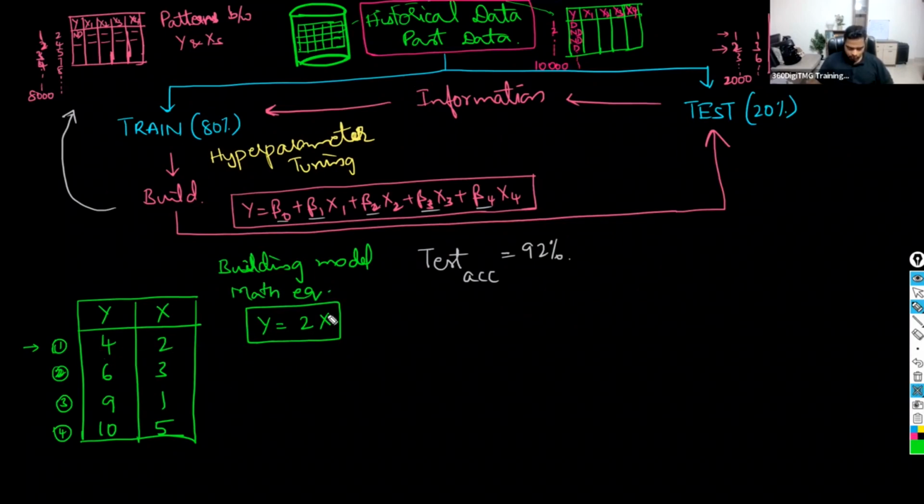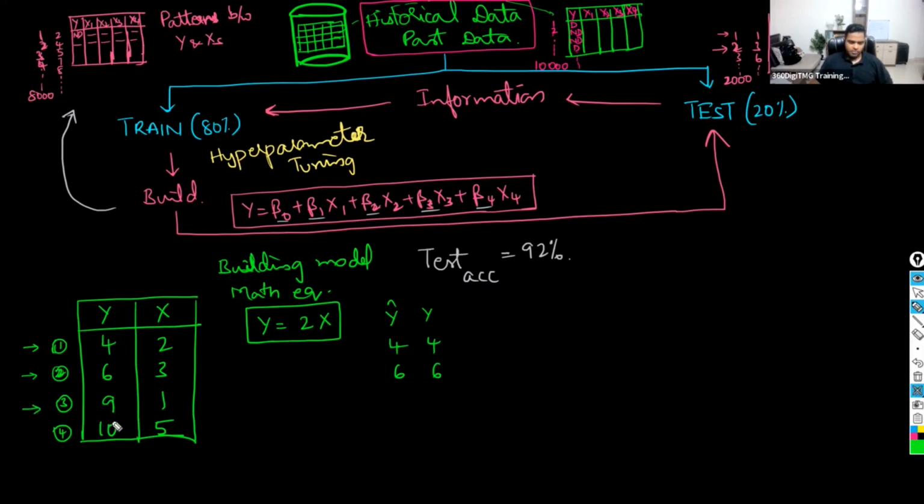If you substitute this input 2 in this, 2 into 2 is 4. So the predicted value will say it is 4. And the actual value here also says 4. Do you have any error? No, you don't have any error. Take the next observation. 3, substitute in this. 2, 3, 6. That's your prediction value. Actual value is also 6. When you subtract these, you get error as 0.